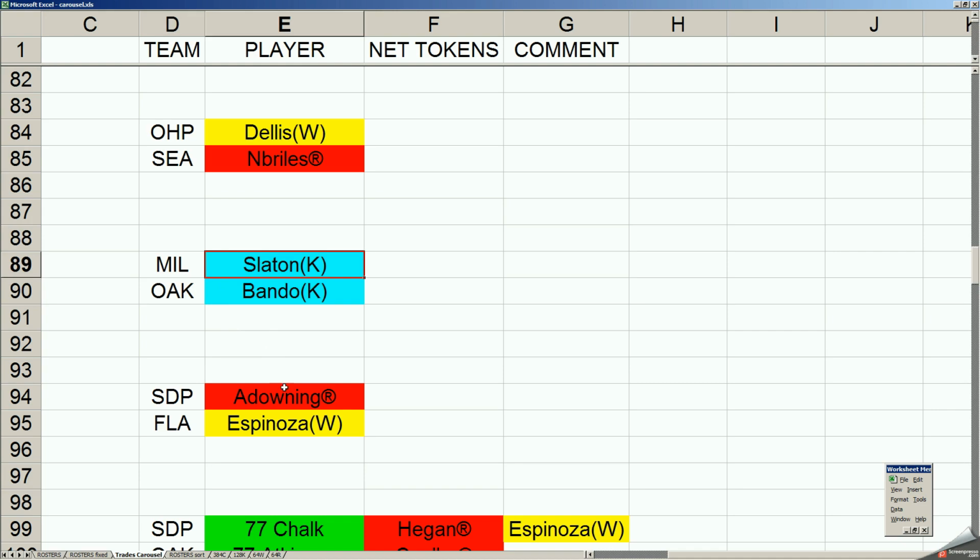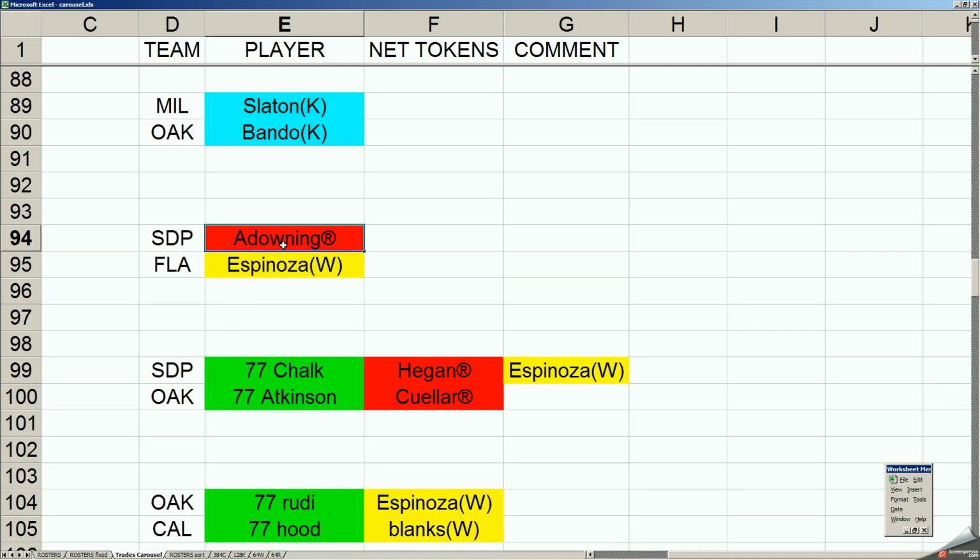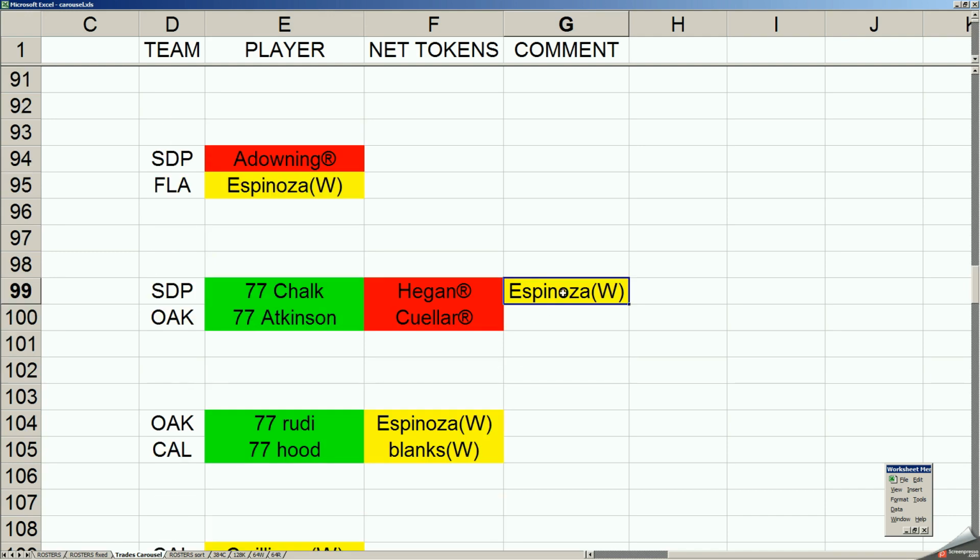Next move, the Padres trade a retired Al Downing to Florida for Nino Espinosa, and follow the bouncing ball, because Nino Espinosa is going to move on to 2 more teams, because it gets complicated after this. All right, so the Padres then take the Espinosa card and a third baseman, 1977 Dave Chalk.